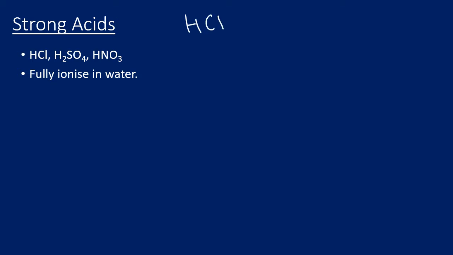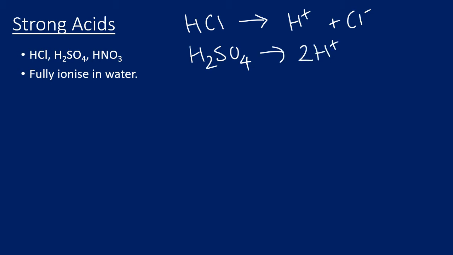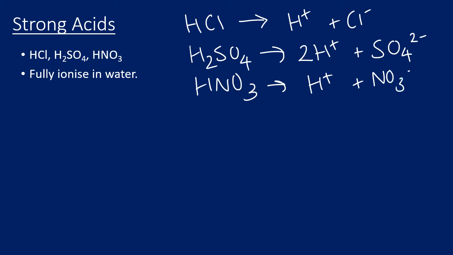They fully ionize in water. For example, HCl fully dissociates to H plus and Cl minus. H2SO4 will fully dissociate. H2SO4 has two H pluses, so one sulfuric acid can actually donate two H pluses. And we'll talk about that in a minute. HNO3 nitric acid fully dissociates to H plus and NO3 minus.